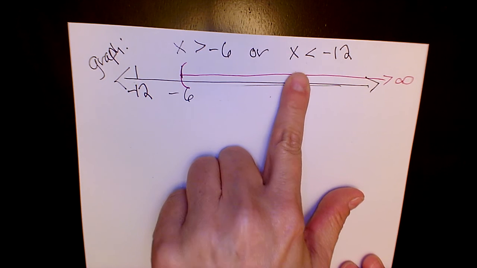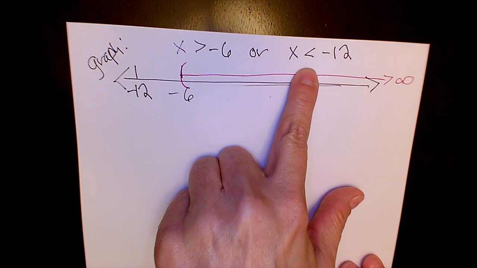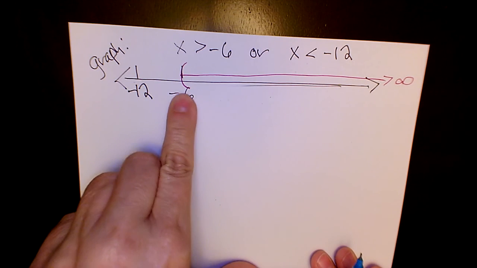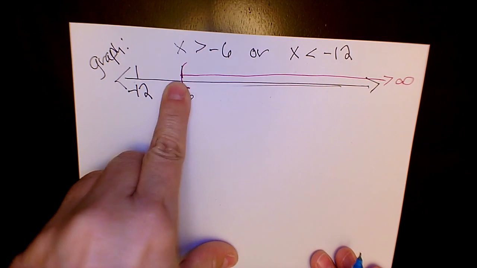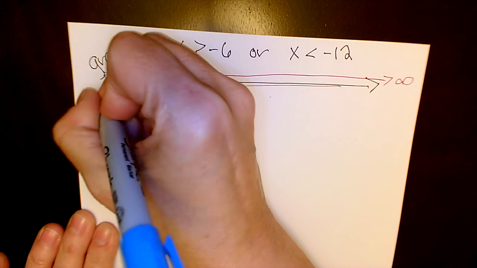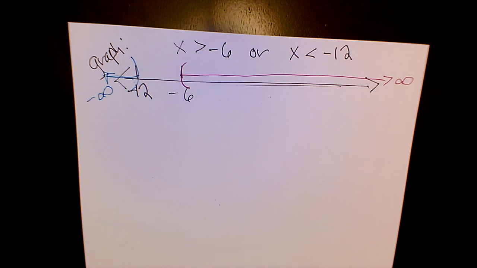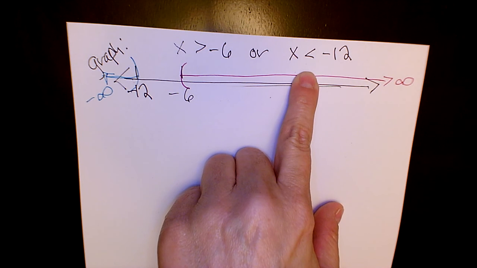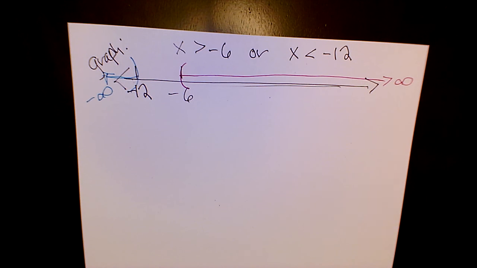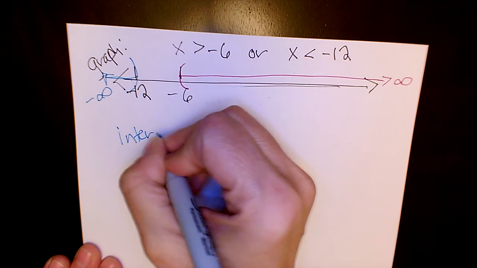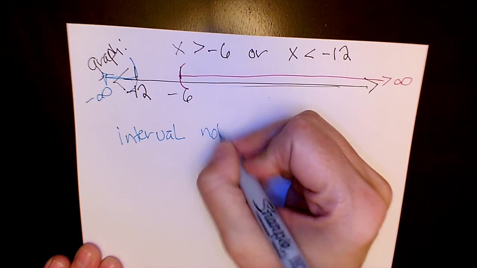And then the second half, x is less than -12. So it's not a less than or equal to, it's just a less than. So again, I'm going to go with half a circle, and it's going this way off to negative infinity. Do we see that? Half a circle because it's just a less than and not a less than or equal to, sorry. So here's the graph, and then they also want you to put it in interval notation.